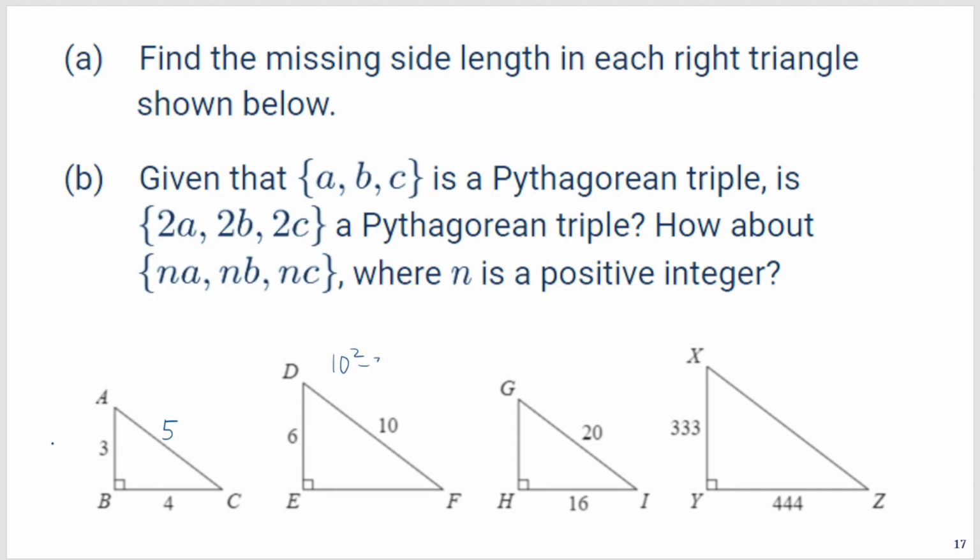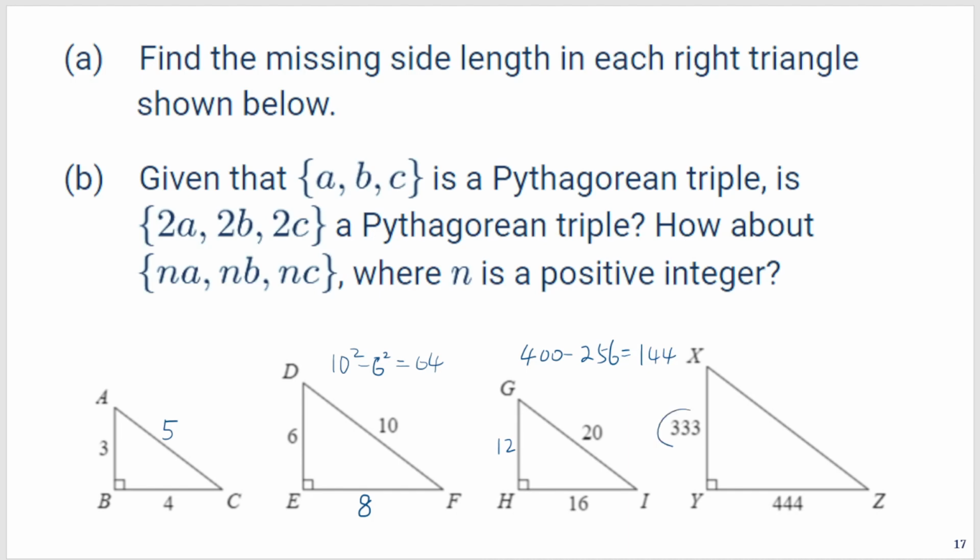10 squared minus 6 squared equals 64. Then the other leg must be 8, right? So how about the next one? 400 minus 16 squared, which is 256, will give you 144, right? So this side must be 12. Can you see that?